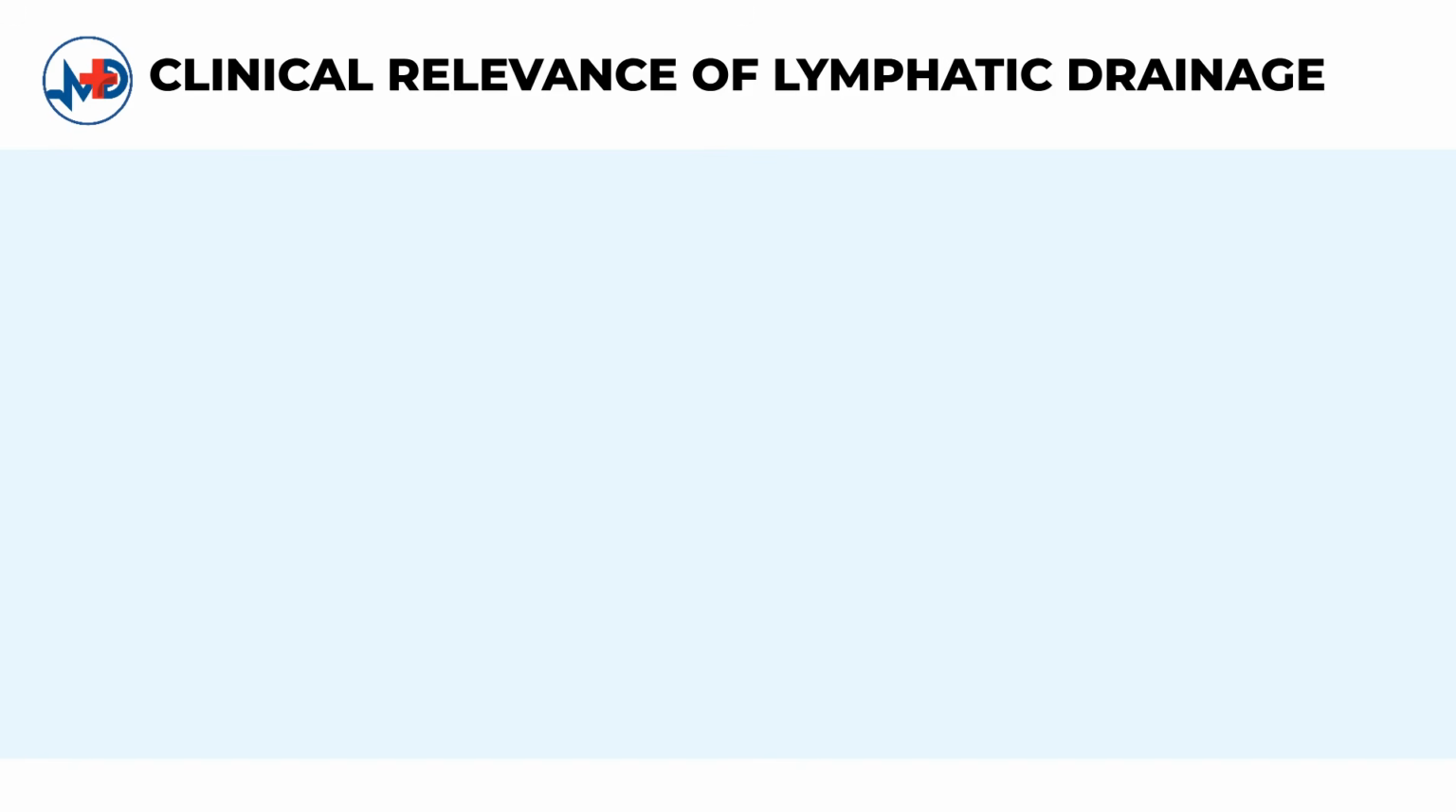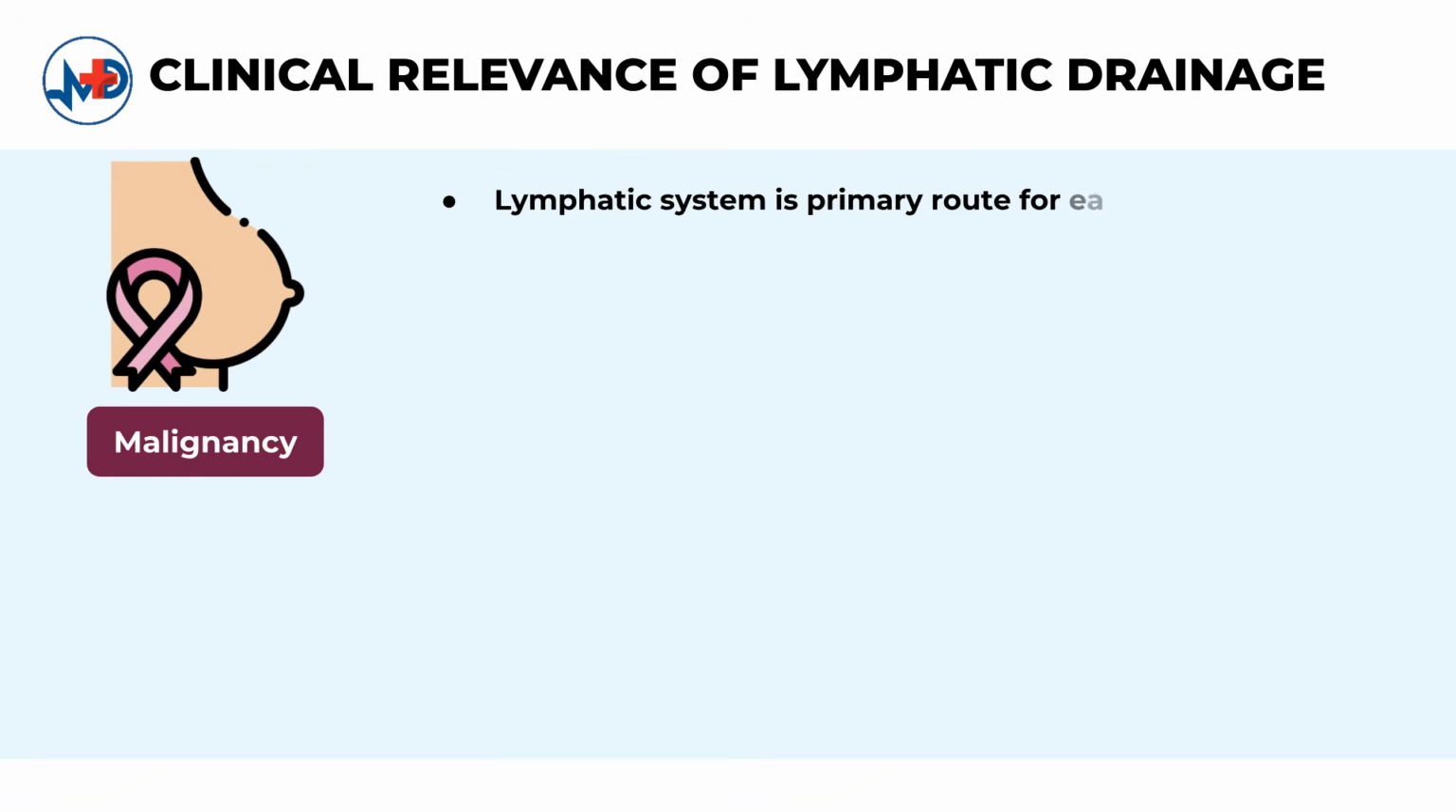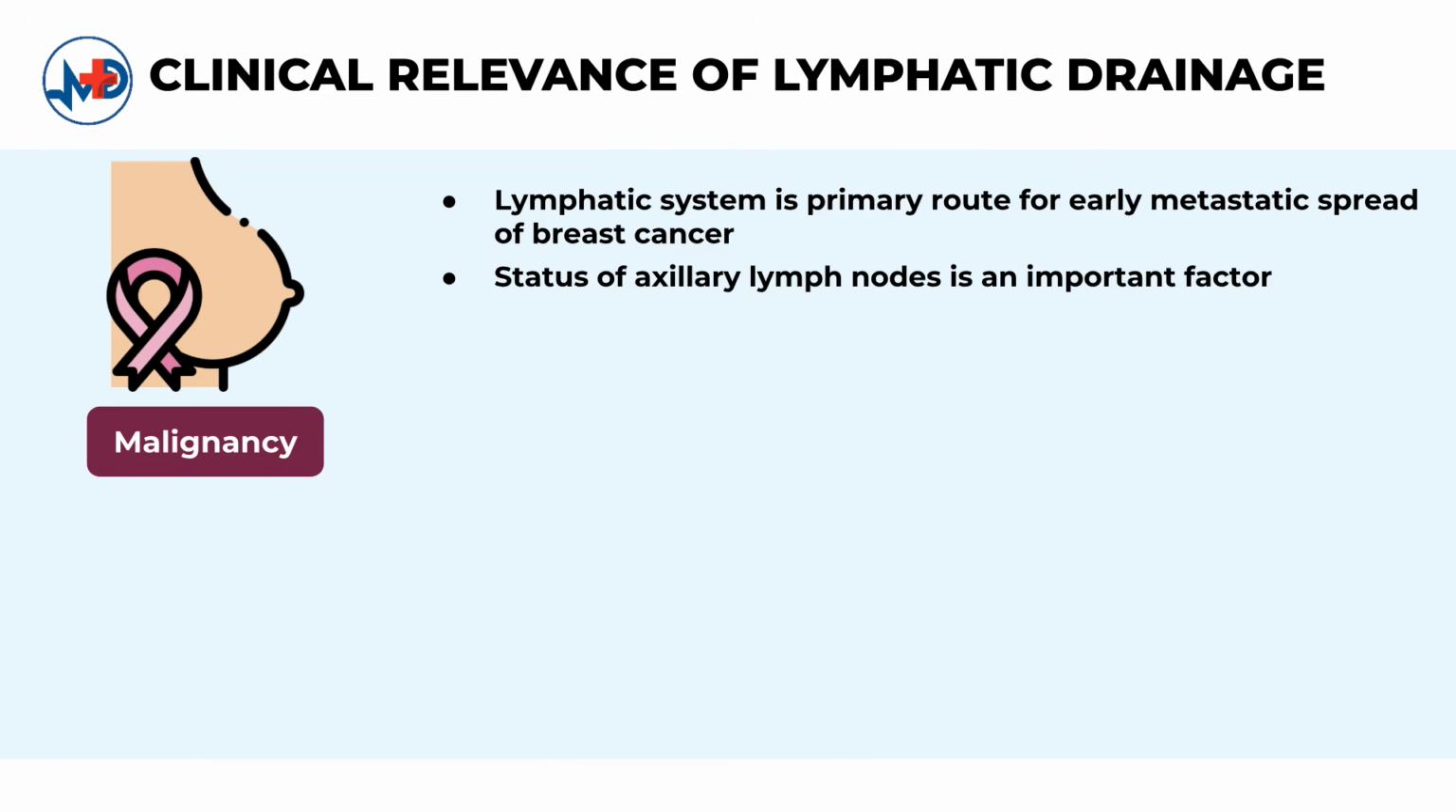Firstly, it is closely related to malignancy or breast cancer. The lymphatic system is the primary route for the early metastatic spread of breast cancer. The status of the axillary lymph nodes, whether they contain cancer cells or not, is one of the most critical prognostic factors and heavily influences treatment decisions.